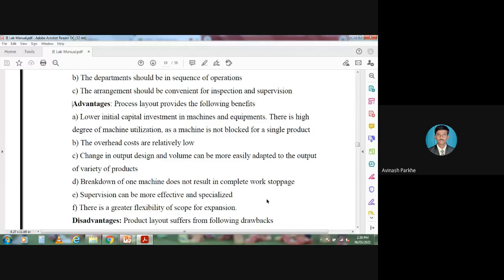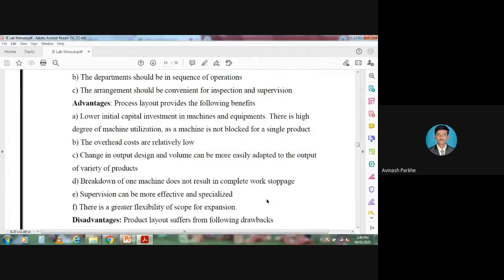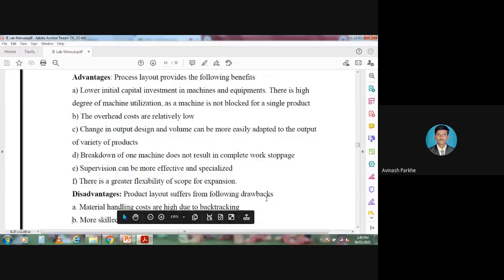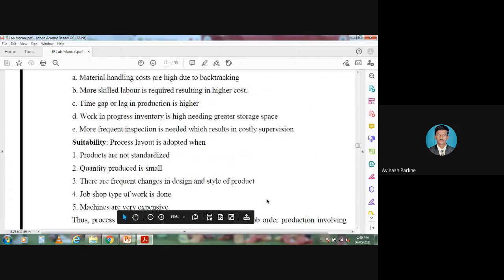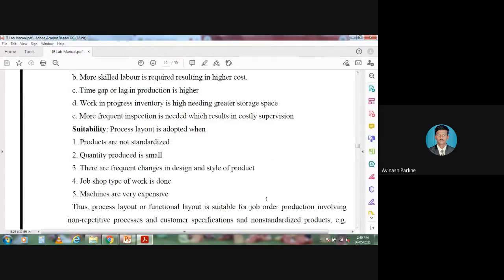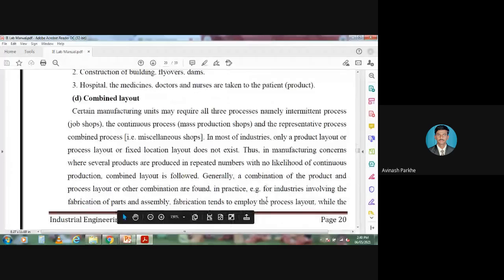I have already shared the notes as well as the PPTs of chapter number 5. So by taking reference from those and from this manual, we have to write down the difference between process layout and product layout. Therefore the name of the experiment is given as a case study on plant layout. Other than this, there is no other part in experiment number 6.